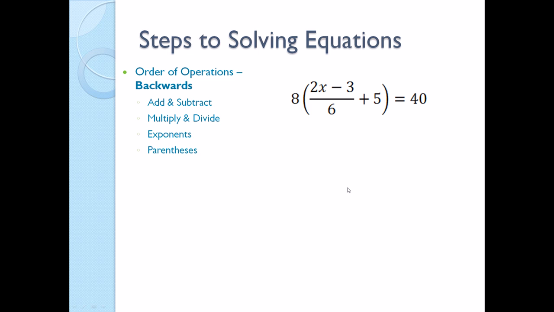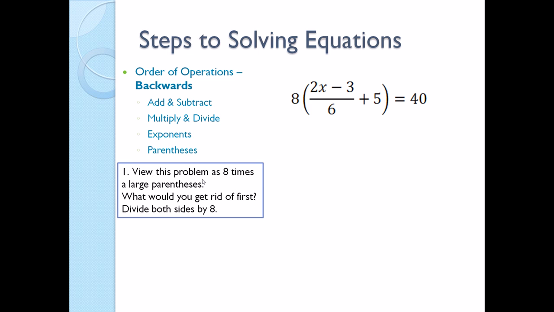So when you look at this problem, what I want you to see is 8 times a large parenthesis. So I have 8 being multiplied, and then here's a big parentheses. So look at your list. What comes first, the multiplication or the parentheses? Multiply. Parentheses is down here. So what am I going to get rid of first? Multiplication. And the opposite of multiplying by 8 is to divide by 8.